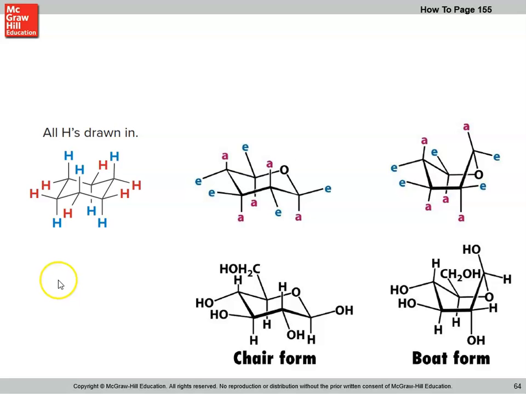So when it's all drawn in, this is what it should look like. We have axial positions up and down, and equatorial out to the outside. And here is a glucose sugar in the chair versus another conformation called the boat conformation, which is higher energy because these groups are kind of shoved together a little bit.